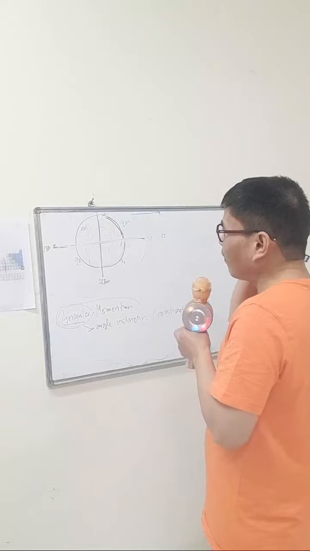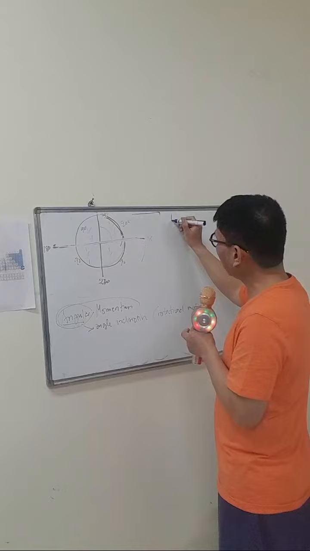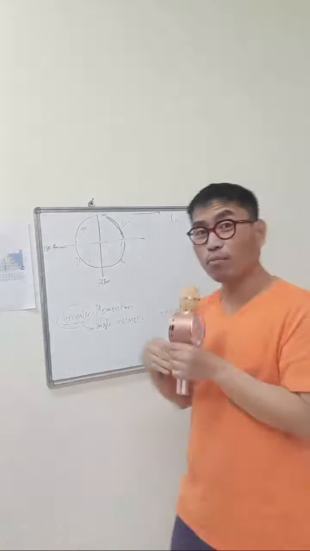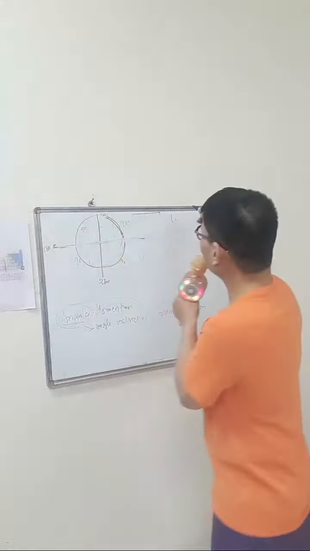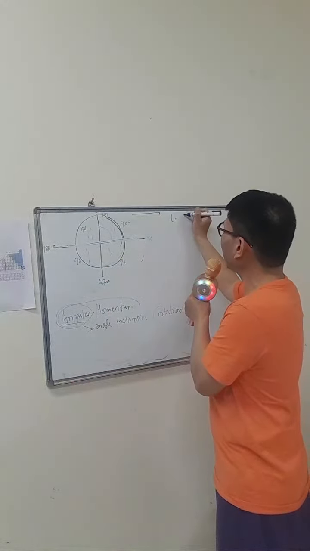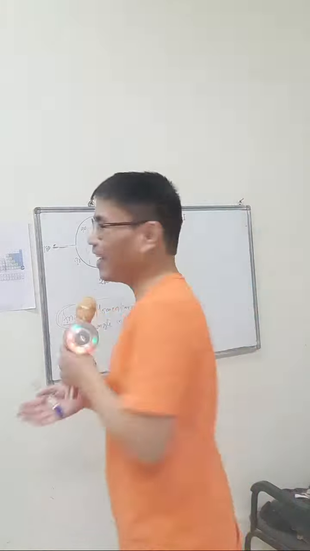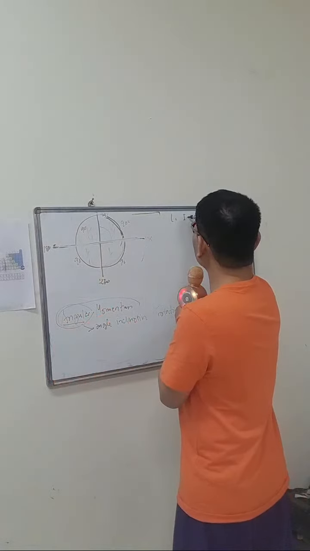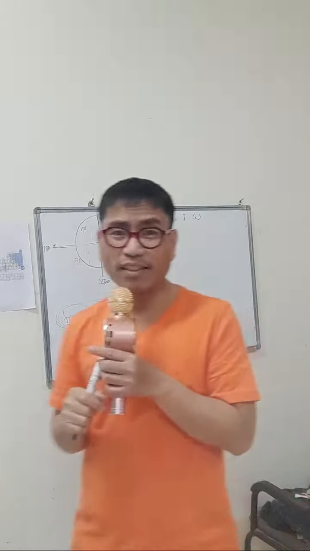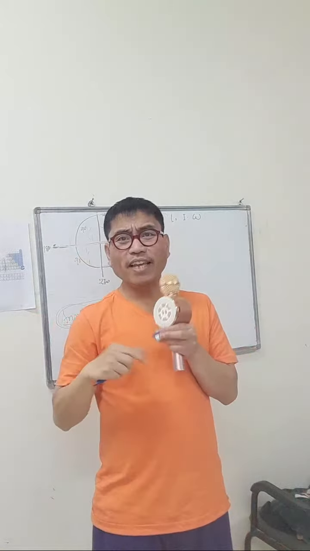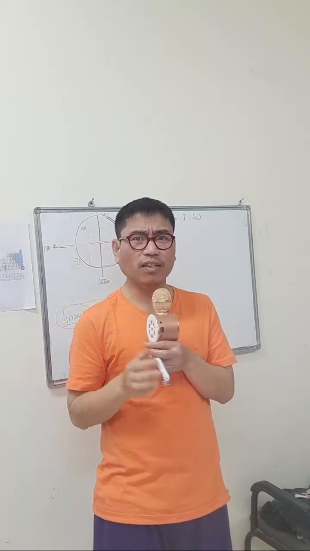So the symbols will vary also. The linear momentum is P, so we introduce another letter for angular momentum, which is L. L equals I, the moment of inertia, times the angular velocity. That's the point: instead of the linear velocity, we now have the angular velocity.